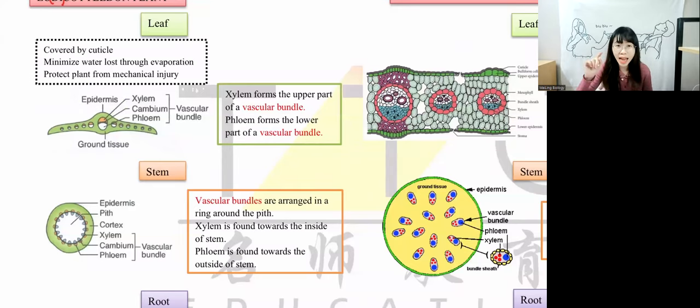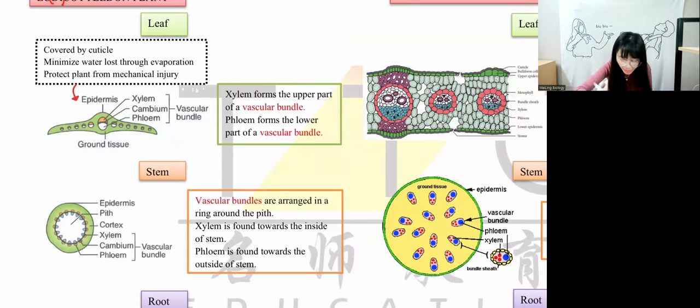What is the difference between epidermis and epidermal tissue? In exam, if they want you to write tissue, then you're going to write epidermal tissue. If they want you to name the structure, then it will be epidermis. So it depends on whether they are asking you to write the tissue name or the structure name. But they are the same thing, which is the outermost layer. Epidermis, they are covered by cuticle.